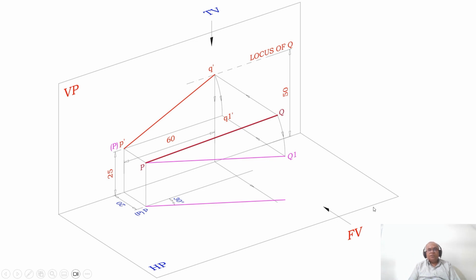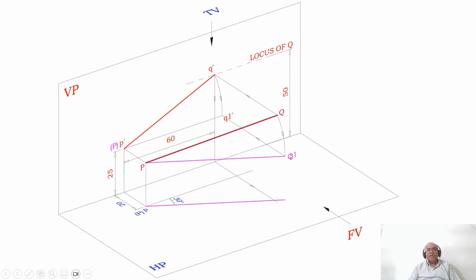So how to do that? When you are rotating it, what happens? When you look from the front view, that image will fall on the vertical plane. That means, where is the front view? The front view is in VP. So you rotate this image such that both P dash and Q1 dash are above HP by 25 mm. Once you do that, you are going to get the PQ1 line parallel to VP. So this is the actual line, parallel to HP.